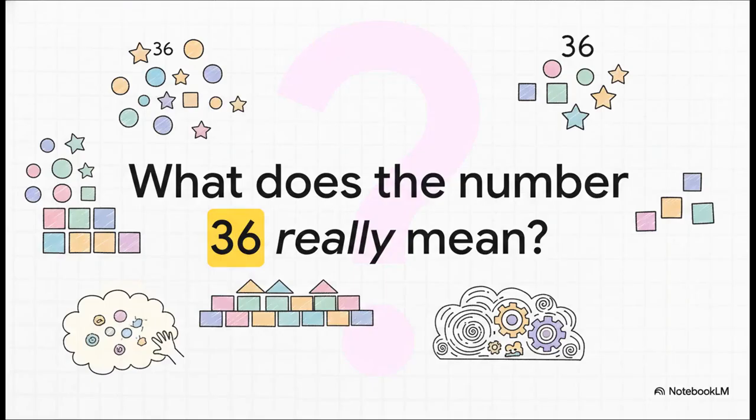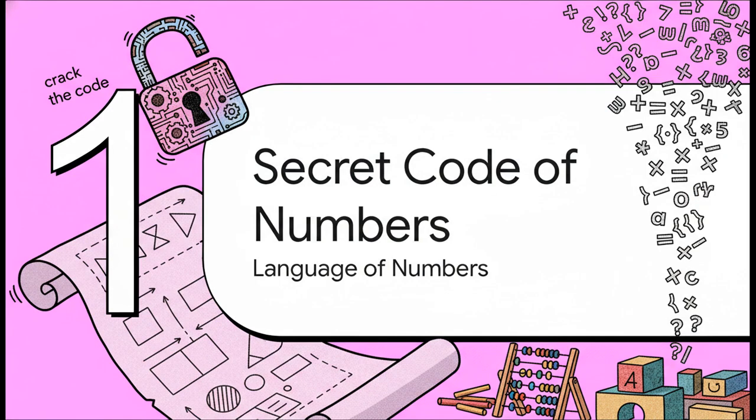So let's start with a question. What does the number 36 really mean? For us adults, the answer is just instant. 36 is 36. But think about it from a child's perspective. It's not just a 3 and a 6 sitting next to each other. It's a totally abstract idea, a quantity, and it has to be taught very carefully. So how in the world do you make an idea like this real? Well, that's the secret code we're going to crack today.